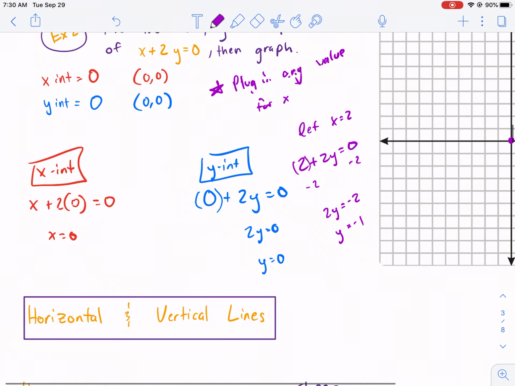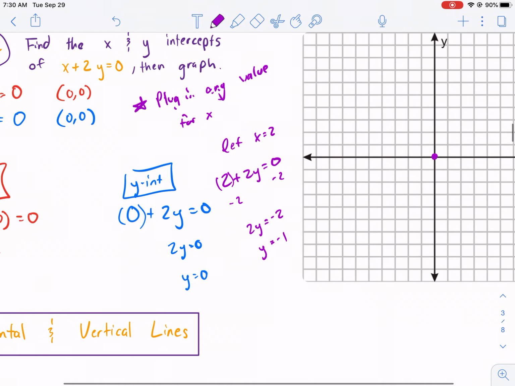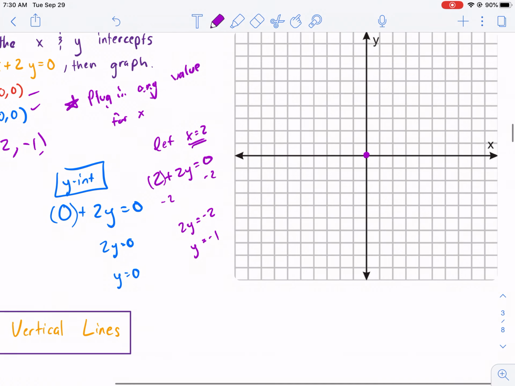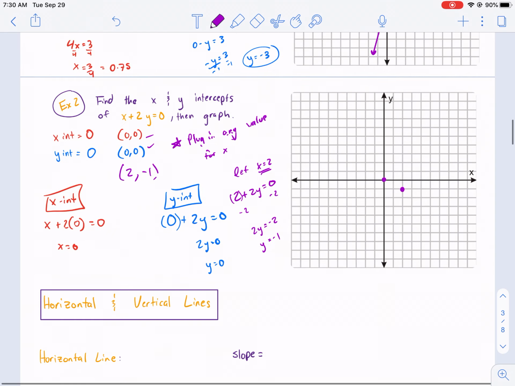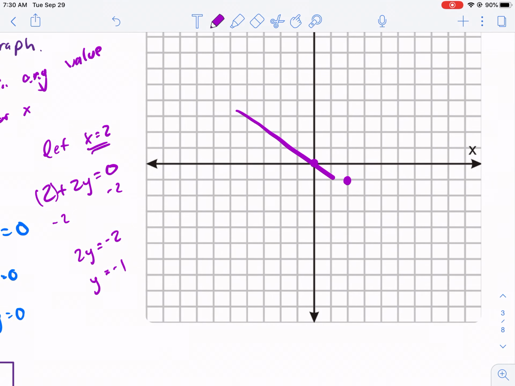Now we have 2 points. We have 0, 0, of course. Both of these were the same thing, so that didn't help us. But now we plugged in 2 for x. We said let x equal 2, and then we got y equals -1. So now we have a second point: 2, -1, 2 in the x direction, and -1 in the y direction. This is our second point. Now we know which way this line is going.